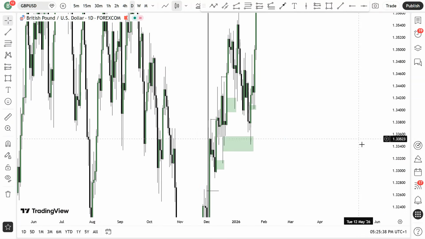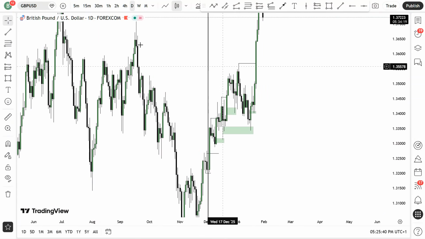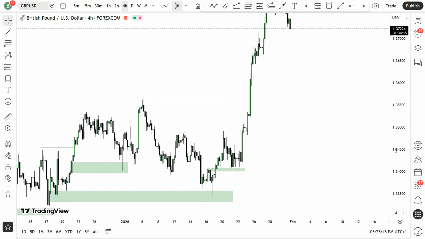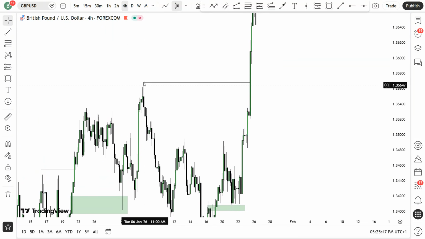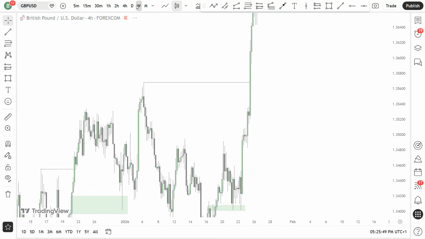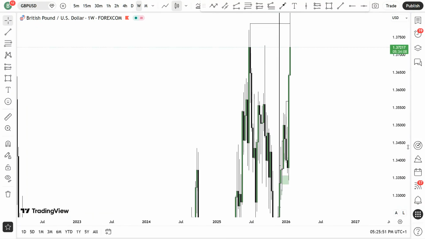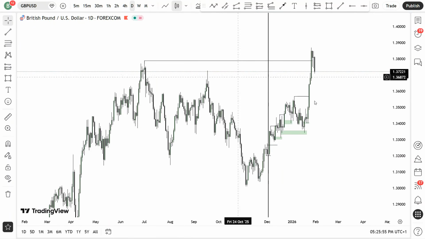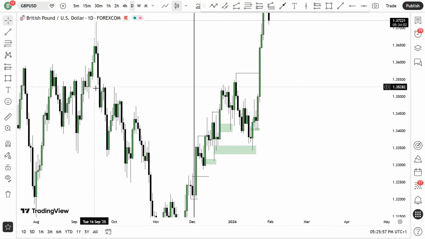This pullback that happened here, let's know where this pullback is actually coming from. It must be a key level in the higher time frame, in that daily time frame. This is it. All right, this is the key level.